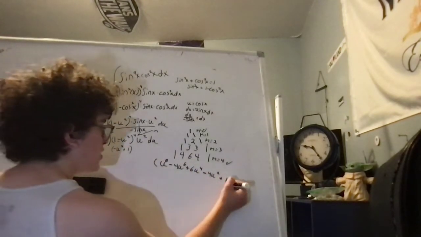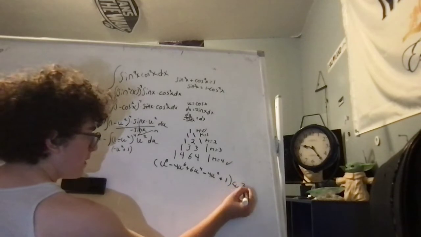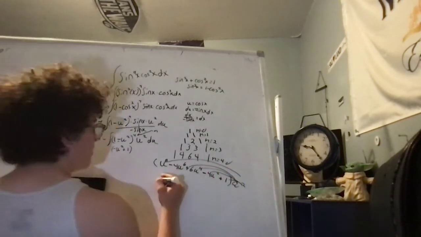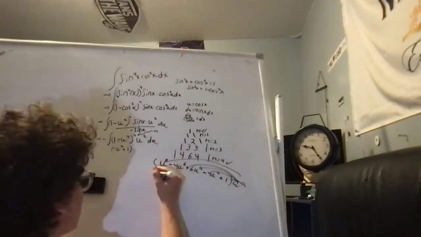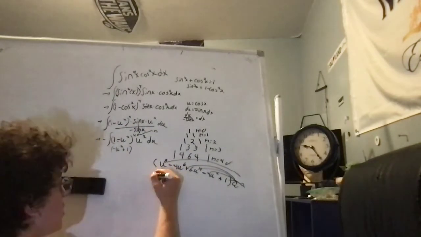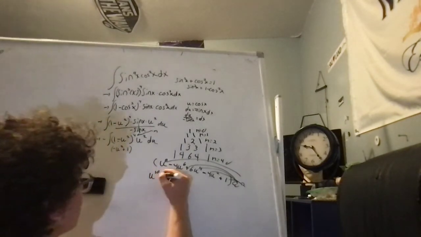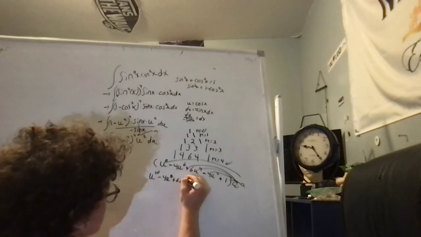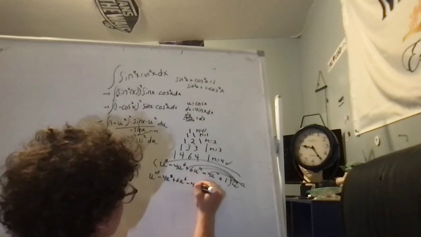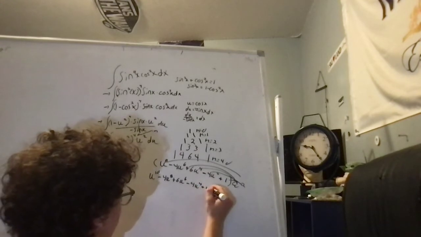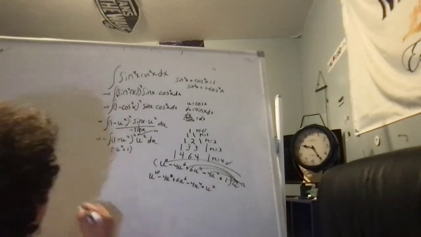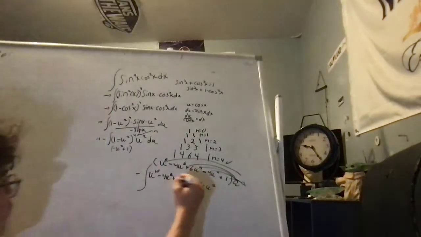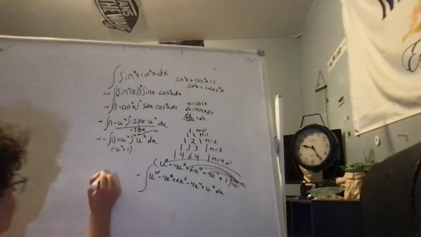Now we have to distribute u squared into each term, okay? Remember that when we're multiplying, we add the exponents. This becomes u to the 10th minus 4u to the 8th plus 6u to the 6th minus 4u to the 4th plus u squared. Now we're going to rewrite our integrand, and remember, the whole thing's negative. And we'll slap our du on the end, right?